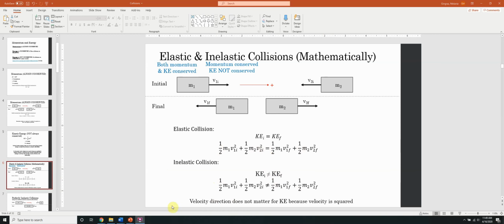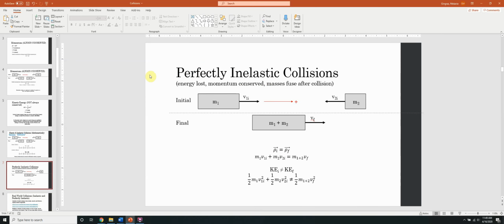And I mentioned this already, but for kinetic energy, it doesn't matter if you're paying attention to your direction, right? Because you're going to be squaring your velocity quantities. But if you do need to calculate momentum, make sure that you're being careful and paying attention to the directions of the velocities and getting the signs right.